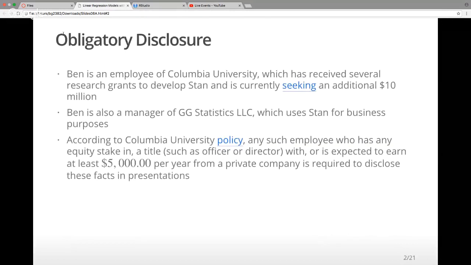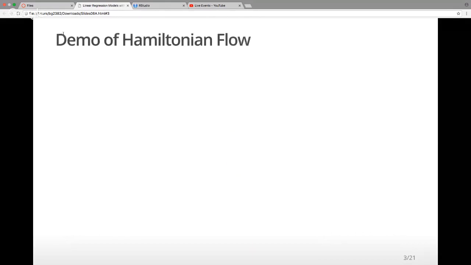So as usual, I'm a Columbia employee. Columbia developed Stan, is seeking additional grants, and is using Stan for business purposes, and that creates the appearance of a conflict of interest, in part because a number of companies are using rstanarm, using rstan to do related things.